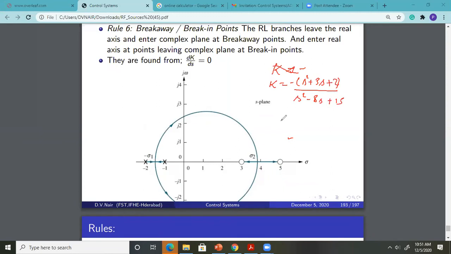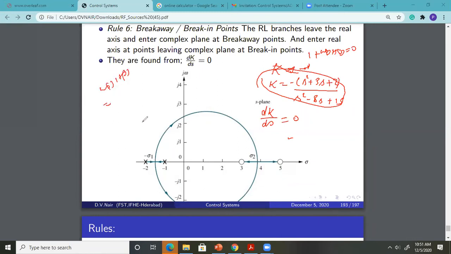Okay, so what we do here, we differentiate k with respect to s, and equate this to 0, right? Yes. How do we get this, friends? Those who have not joined the last class, how do we get this? We get this by constructing 1 plus G(s)H(s) equal to 0, right? In that there will be k, and then G(s)H(s) is here. What is G(s)H(s) here?